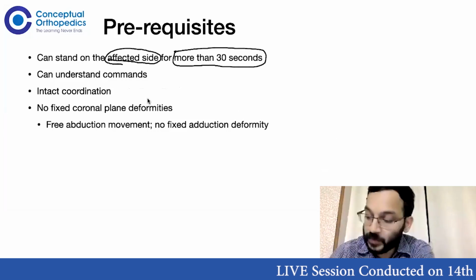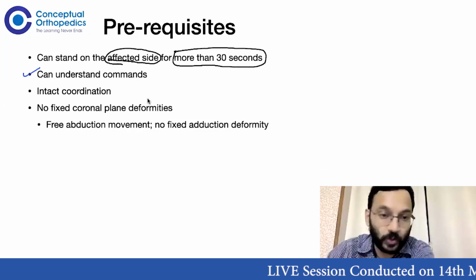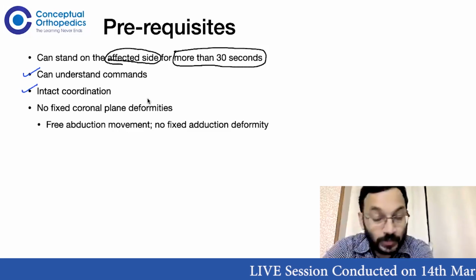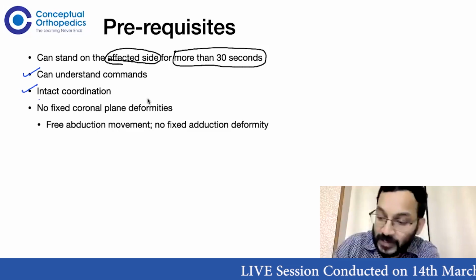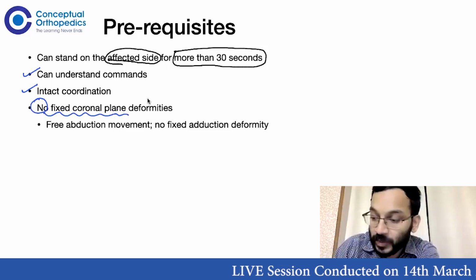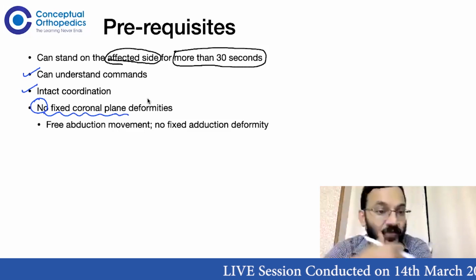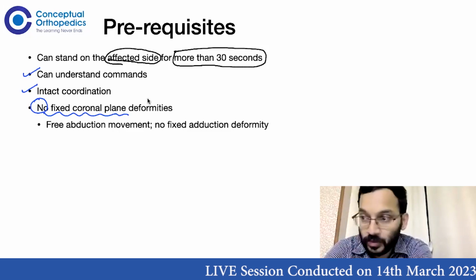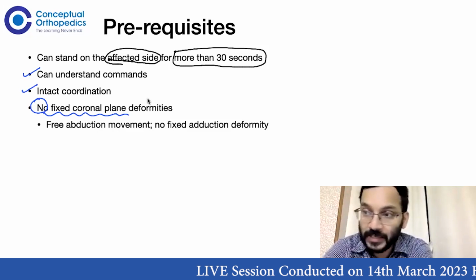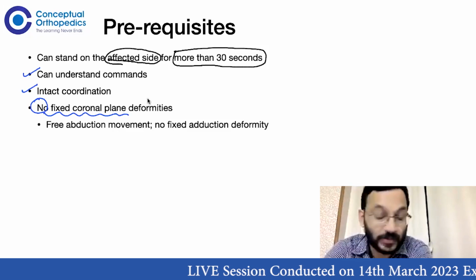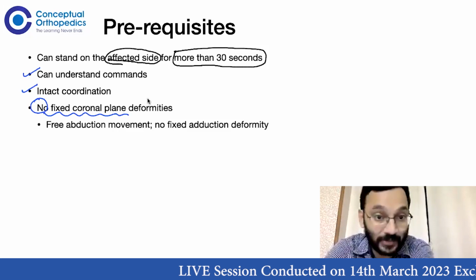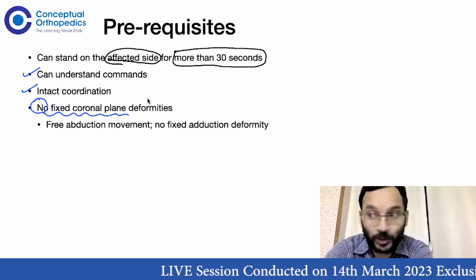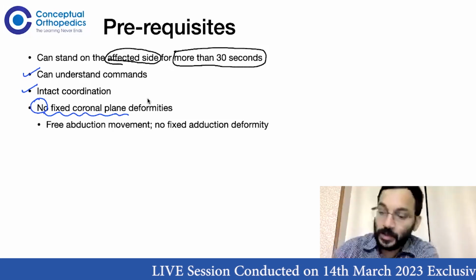The patient should be able to understand your commands and should have intact coordination. So people having cerebellar issues will not be able to do a Trendelenburg test. Apart from that, fixed coronal plane deformities are also exempted because there has to be a free abduction movement in order to have a positive test. So the moment you realize that the patient has either a fixed abduction or an adduction deformity, and the pelvis is not square and ASISs are not at the same level, that means most probably you will not be doing the Trendelenburg test and you have saved yourself those extra 1 or 2 minutes.